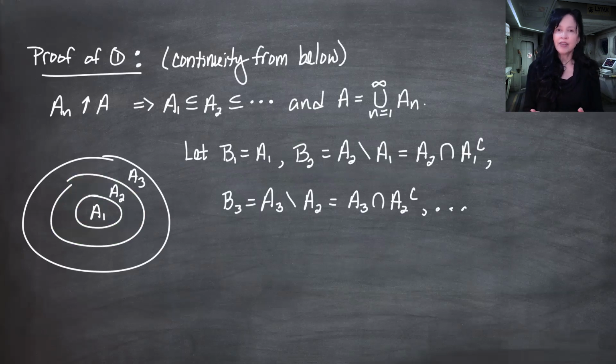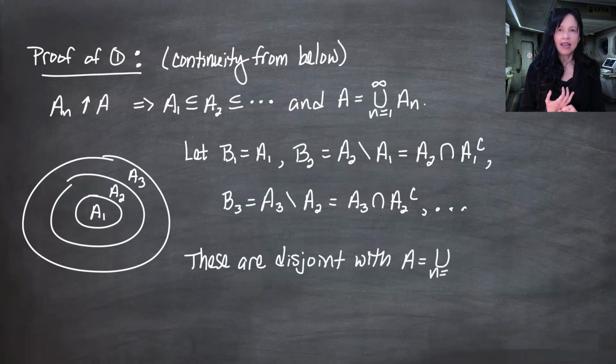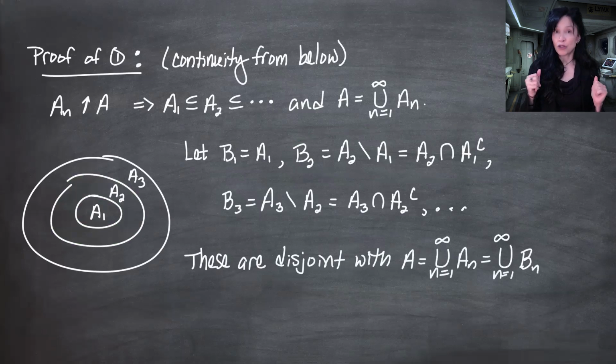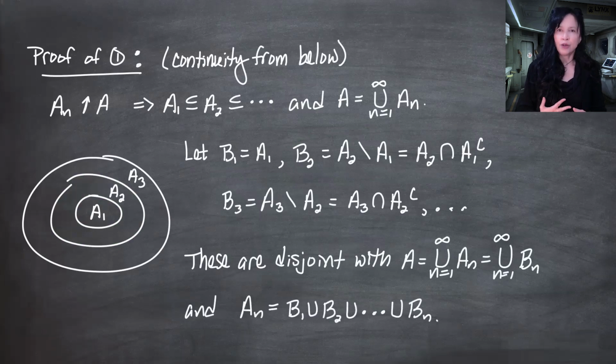So what we have is disjoint sets, and the A set, which is the union as n goes from 1 to infinity of the original An, is the same as the union as n goes from 1 to infinity of the Bn, but now it's a disjoint union. Furthermore, if you look at any particular A sub n, like A3 in this picture, you can build that up from A1, which is B1, and then the ring around that, which is B2, and then the ring around that, which is B3. In general, you can say that An is the finite union of B1 through Bn.